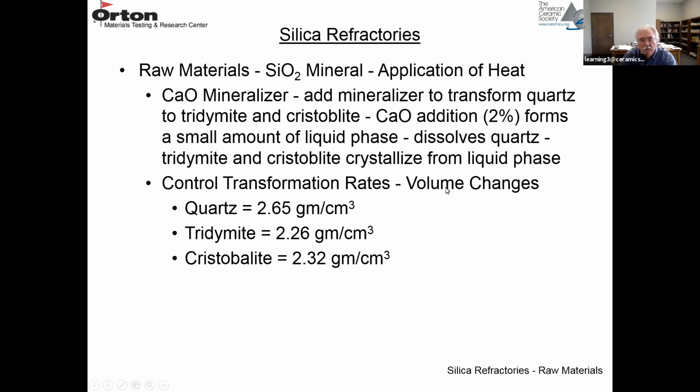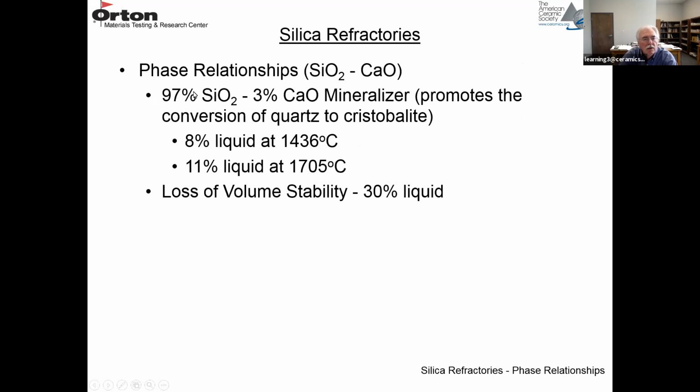So you have to control the transformation rates and the volume changes. And again, this just summarizes that quartz is 2.65, and you're going to a lower density tridymite or cristobalite. And that's where your volume changes occur. For the phase relationship, SiO2 and CaO.